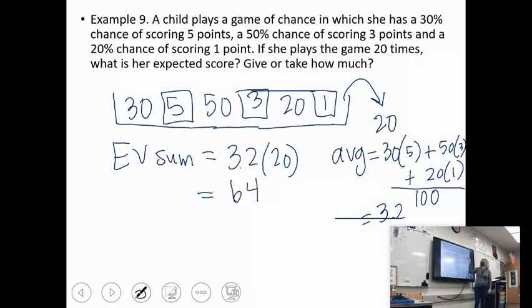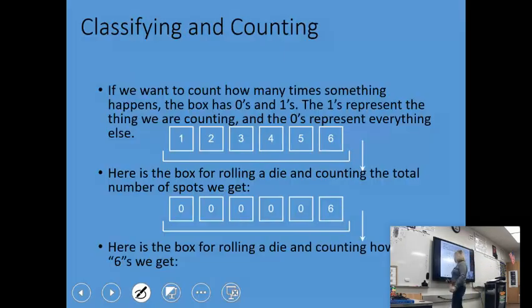Give or take. And then to do the give or take how much, that's the SD sum, which I'm not going to go over right now. So I'm going to wait to go over that. So that's how much we expect her to win, the 64 points. Okay? All right, so that's just a review from last week.